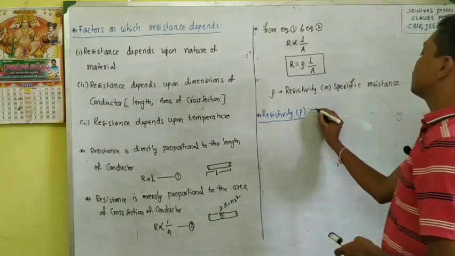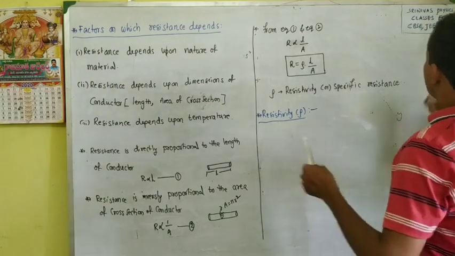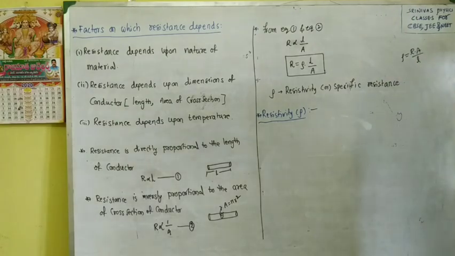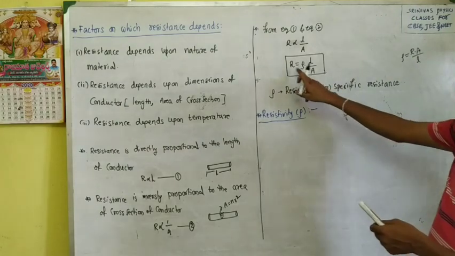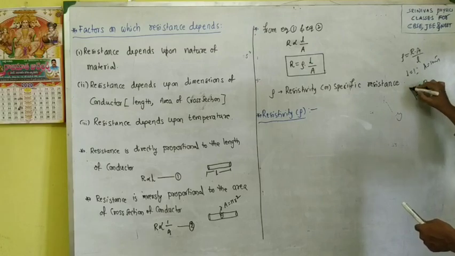Resistivity is rho. Okay, and now what is the formula for the resistivity? From this we will get resistivity as RA by L. Is it right? Rho is equal to RA by L. A we will take to the left side, L we will take to the left side. If you take L as 1 unit and A as 1 unit, then what will you get? Rho is equal to R into 1 by 1.